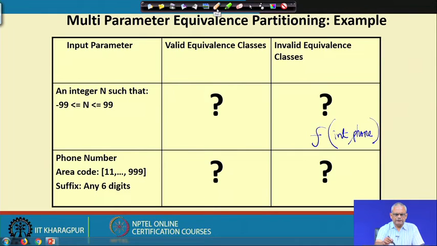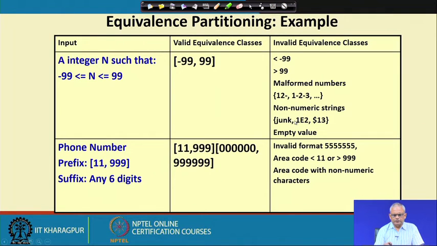If we write down our idea, we will have this. For the first parameter we have a range, and then we have one equivalence class, which is the valid equivalence class, which is any value within the range.